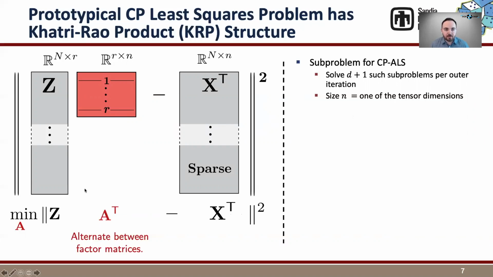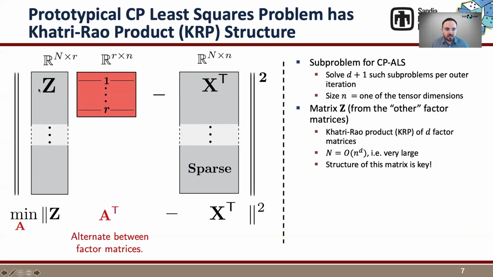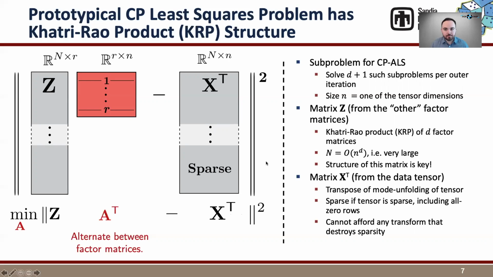And what you get for each factor matrix that you solve for is this prototypical least squares problem. And what I'm going to do is describe for you what each of these matrices look like. So the first, this matrix Z, is formed from the other factor matrices. It's called the Khatri-Rao product. And the important thing about it is that it's very large. The number of rows in the Khatri-Rao product is equal to the number of possible combinations of rows of the factor matrices, or order n to the d. And the structure of this matrix is going to be key for our algorithm.